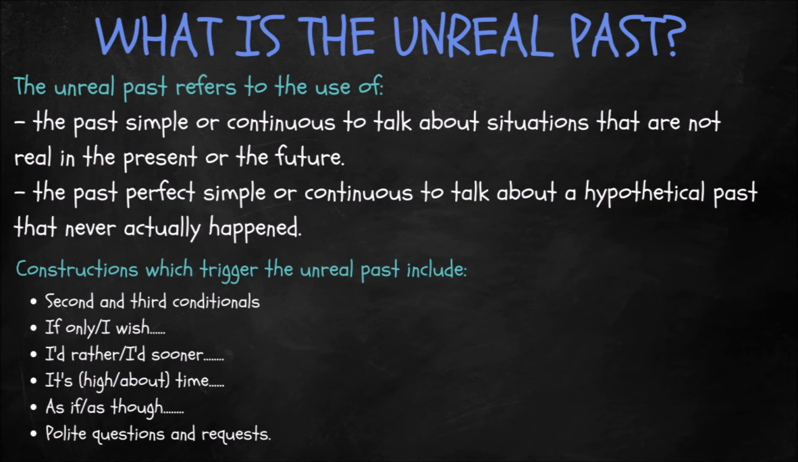Before we look at the constructions which trigger the unreal past, it's a good idea just to review what the unreal past actually is. The unreal past refers to the use of the past simple or the past continuous to talk about situations that are not real in the present or the future. So, to give you a good example to demonstrate what I mean by this, if we take the common second conditional, if I were you. So obviously I can never be you, I am not you. I am speculating about an unreal situation.